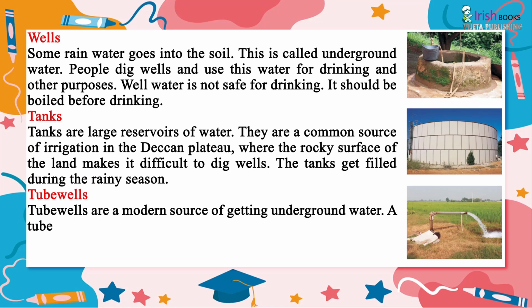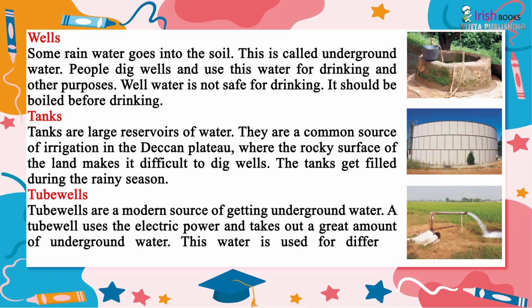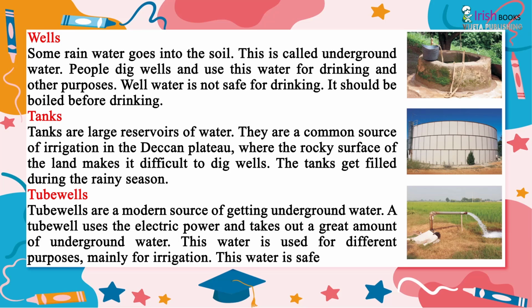Tube wells. Tube wells are a modern source of getting underground water. A tube well uses electric power and takes out a great amount of underground water. This water is used for different purposes, mainly for irrigation. This water is safe for drinking.